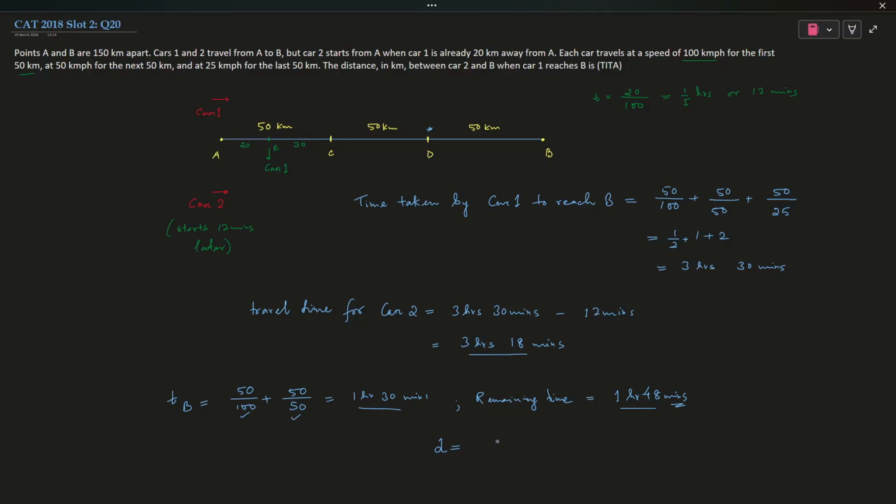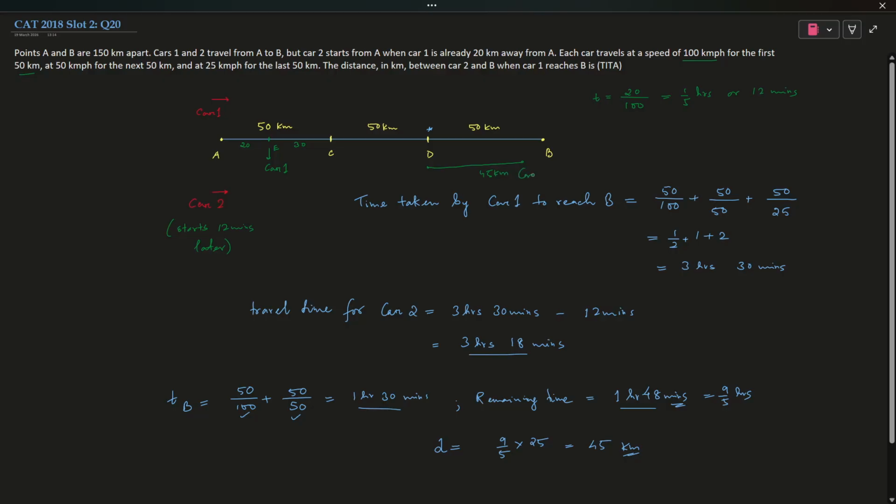So 1 plus 4 by 5 will be 9 by 5. This is the time, basically 9 by 5 hours. Time into speed. Speed is 25, right? For that segment, speed is 25 km per hour. So 9 by 5 times 25 is 45. 45 kilometers is the distance traveled. That means from here it will cover a distance of 45 kilometers.